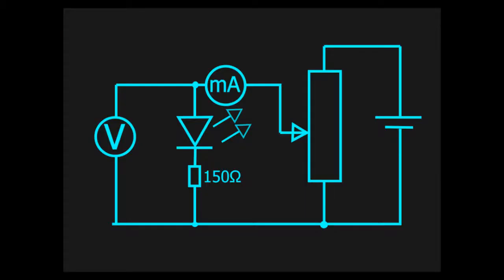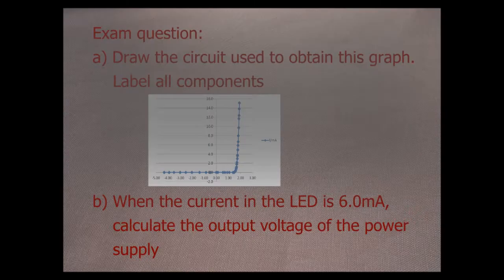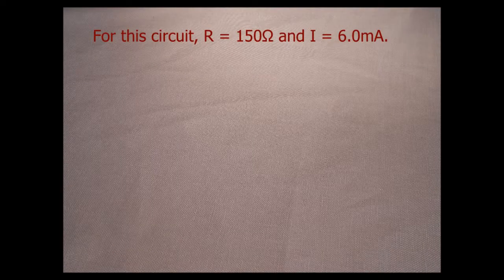To measure the current and voltage characteristic of an LED, you use the circuit that I showed you earlier. What they're really interested in is checking that you know the right places to put an ammeter and a voltmeter. It should show the protective resistor and give it a value somewhere in the range of about 100 ohms to 400 or 500 ohms. For this circuit, the protective resistance is 150 ohms and the current is 6 milliamps.